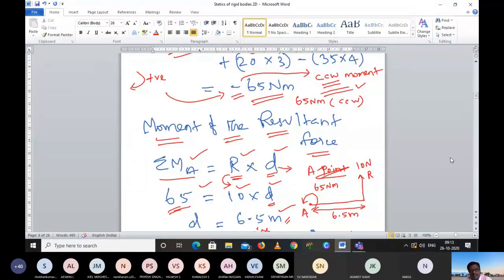Once we assume it is positive, we only come to know after the final results that we assumed clockwise is positive, but our answer is coming in negative. So we understand that we assumed a clockwise rotation, but actually the system is rotating counterclockwise; that is what the minus sign shows. Are we clear about that?